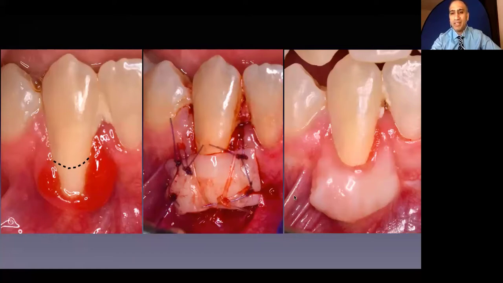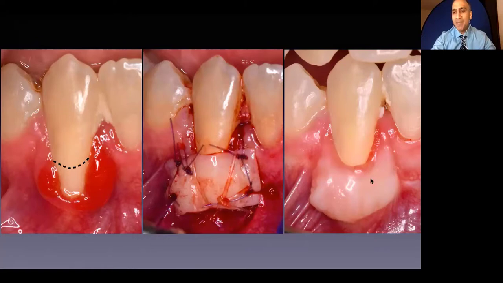We have a nice zone of keratinized tissue. And despite the fact that there's still inflammation, as the patient could still improve their oral hygiene, I'm not really worried about this progressing or getting worse. Now, again, aesthetically, is it the best? No, but it's the anterior mandible. Patient's happy. Patient doesn't have sensitivity anymore.